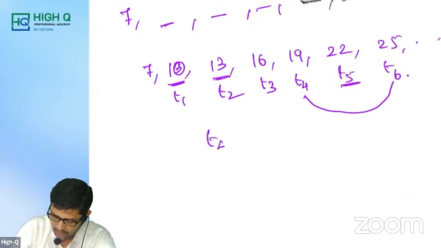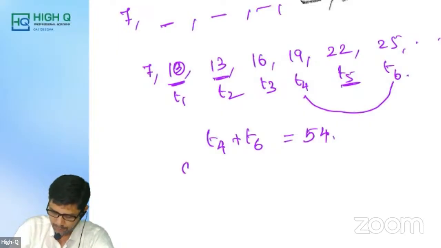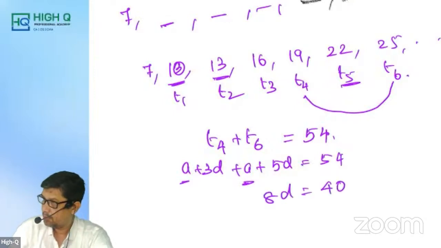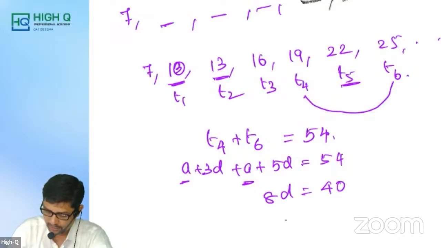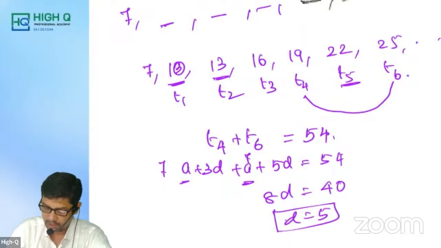That means T4 plus T6 divided by 2 is equal to 27, which is 54. Now, A plus 3D plus A plus 5D is equal to 54. A is 7. 7 plus 7 is 14. Let it go to that side. 8D is equal to 40. So 8D equals 40 only, na? Because this is 7, this is 7. 7 plus 7 is 14. If it goes to that side, 40. D is equal to 5. Same only we got. Okay, D is equal to 5. The common difference we are getting is 5.